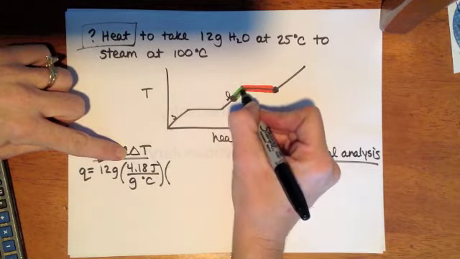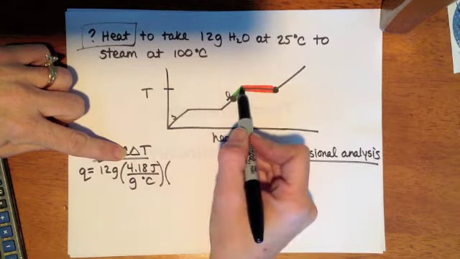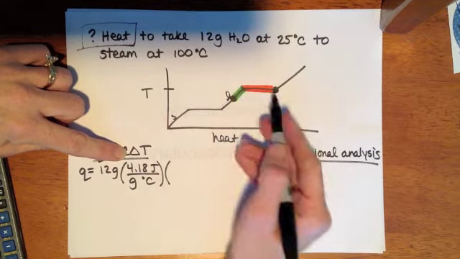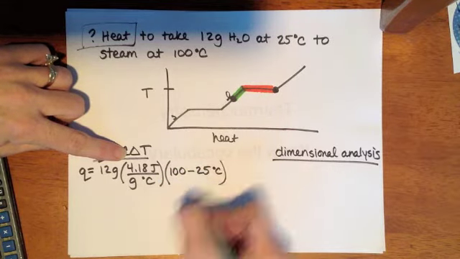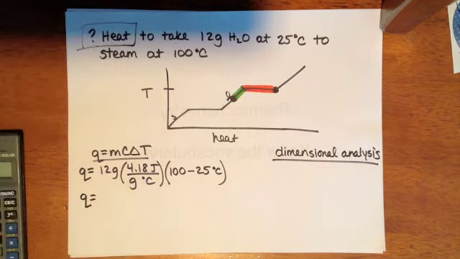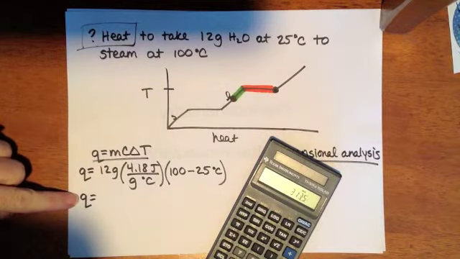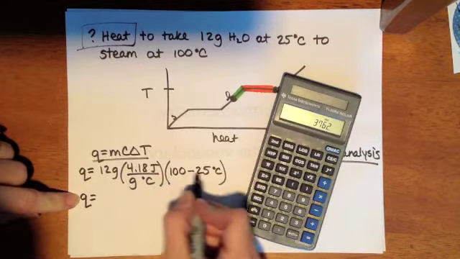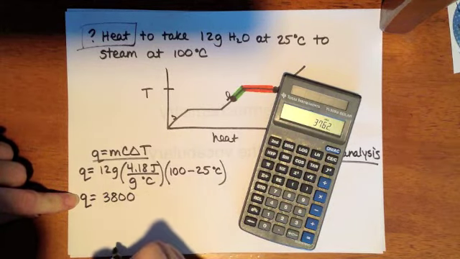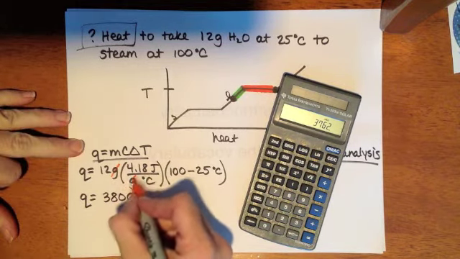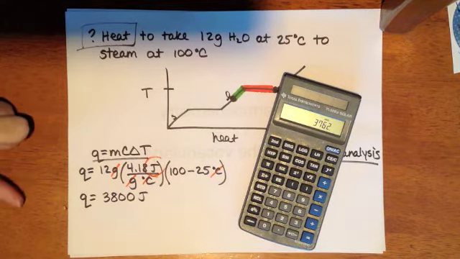In this region, the final temperature, at what temperature did it stop heating up and went through phase change? Or what is its boiling point? 100. So final minus initial. So the heat required just to heat up my water, not to boil it, times 12 is 2 sig figs, so 3800. What are my units left? Let's look again. Grams, grams, Celsius, Celsius. Whew, I'm left over with joules. So 3,800 joules to heat up my water.